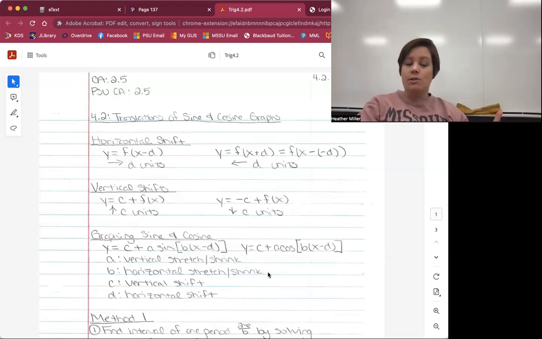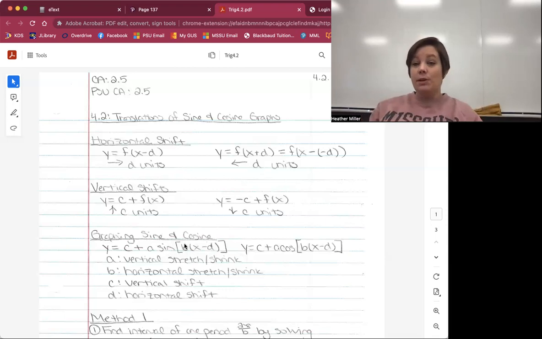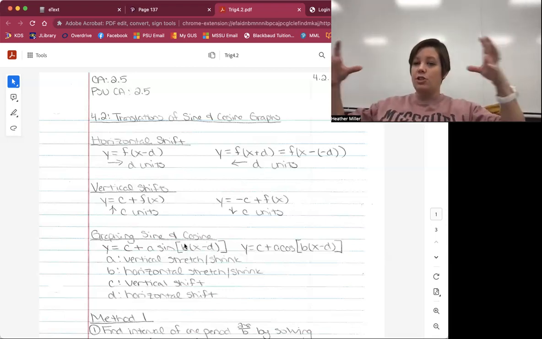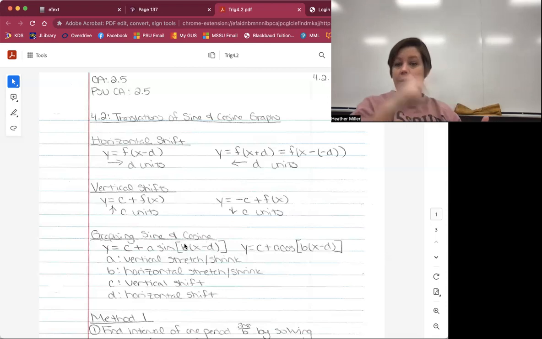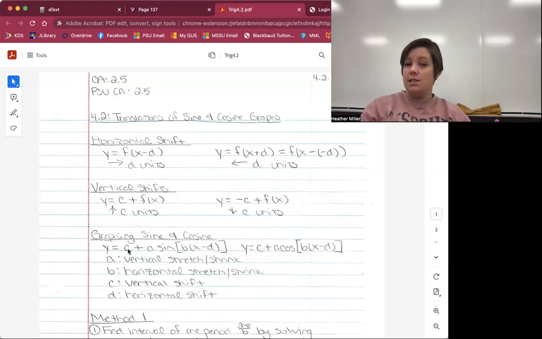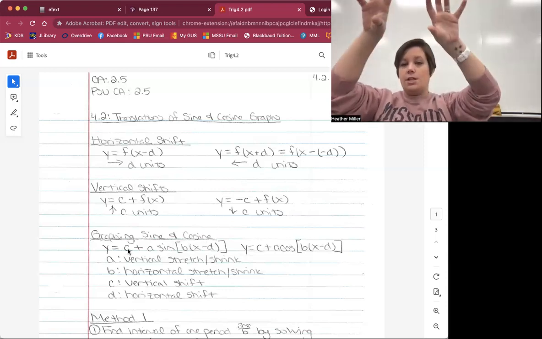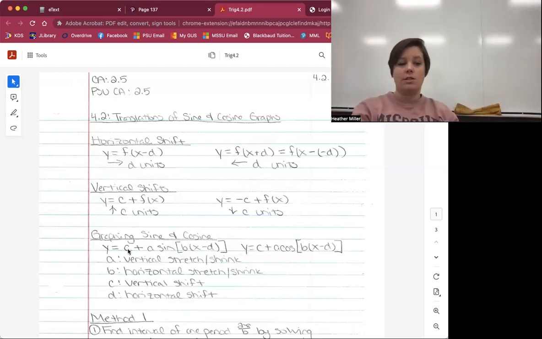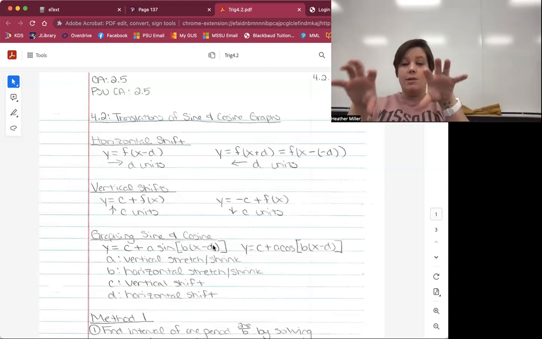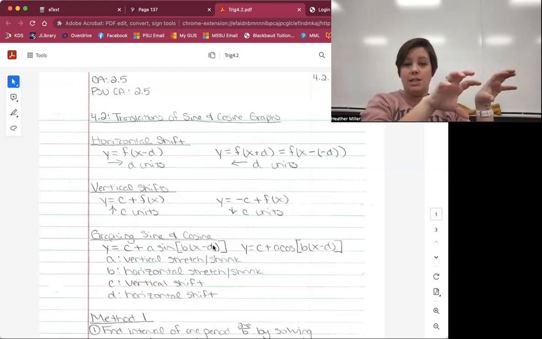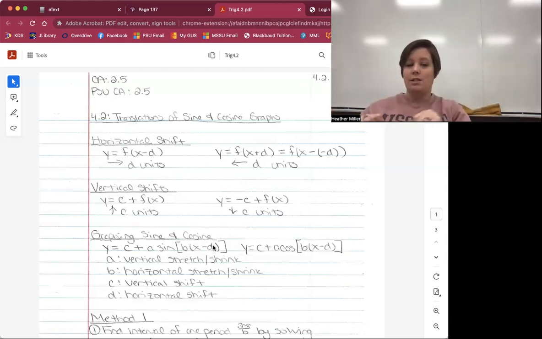Our B is our horizontal stretch or shrink. Notice that's right inside of our function. That's our period. It's telling us how much we are stretching or shrinking our period for our graph to actually occur in. The C, which is tacked on here out front, is telling us the vertical shift, where we take the whole graph and we move it up C units, or we take the whole graph and we move it down C units. And then D is again inside of our function itself, and that's a horizontal shift, where we take our whole function and we move it to the left D units, or we're going to move it to the right D units.